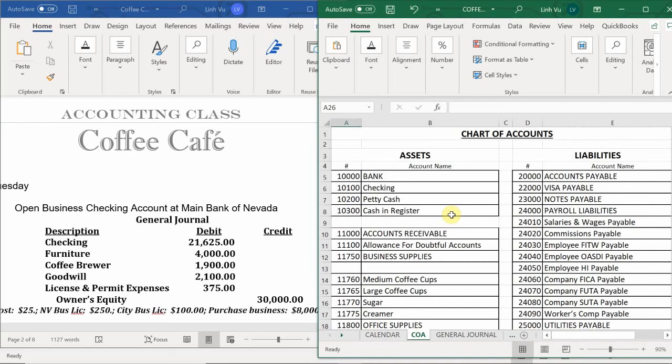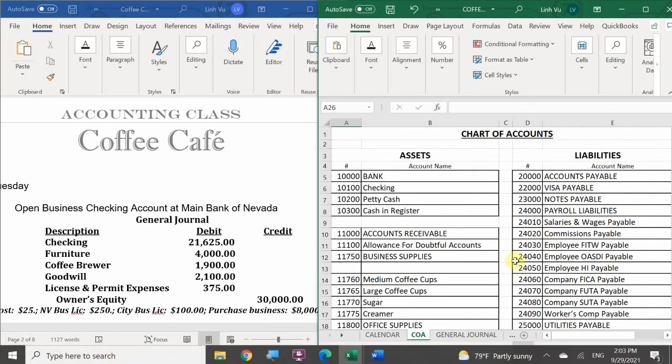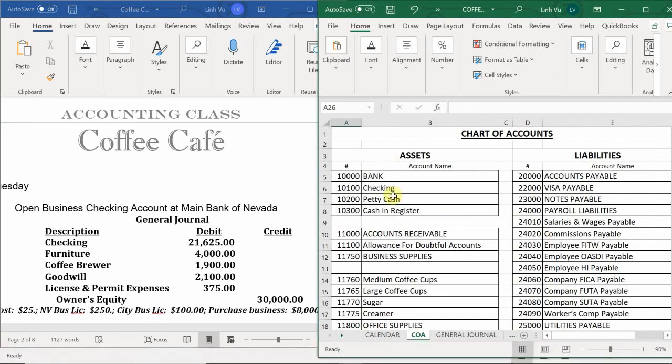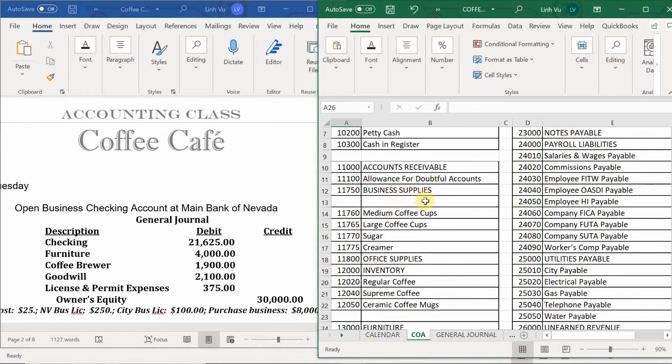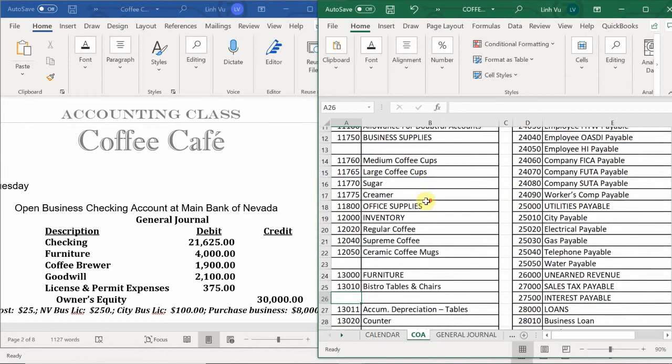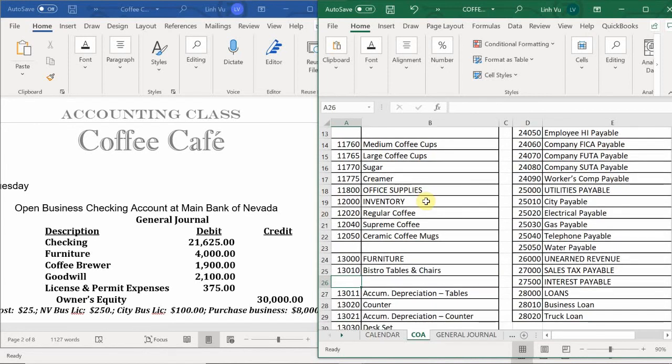10,100. Good. Now, if I bought furniture, what is that? It is an asset, right? It's a fixed asset. So in this case, let's take a look at our chart of accounts. Do we have furniture here? Yes, 13,000. We do have furniture.